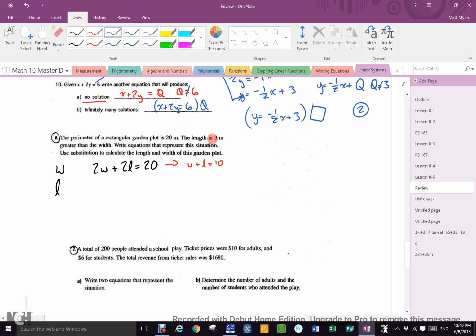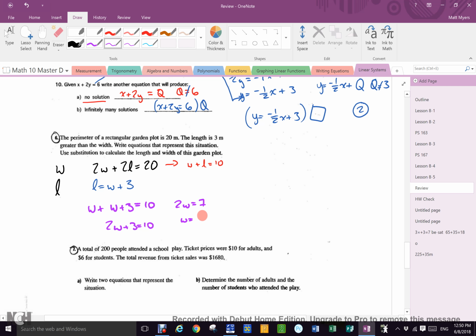What else do we know? We know that the length is 3 meters greater than the width. So the length equals the width plus how much? 3. And now, are we set up for substitution? L equals this. Is that an L? So, can I do this? W plus 3 equals 10. How many W's you got? 2 W's plus 3 equals 10. Right? 2 W's equals 7. W equals 7 over 2, 3.5.